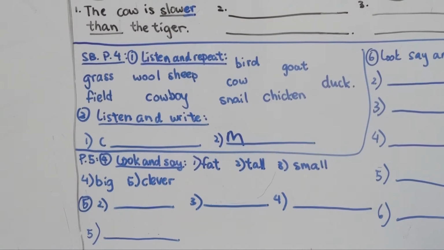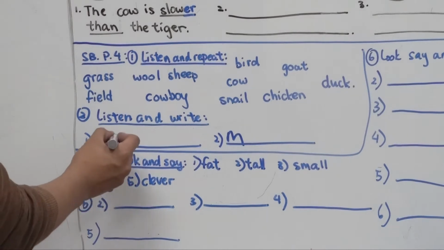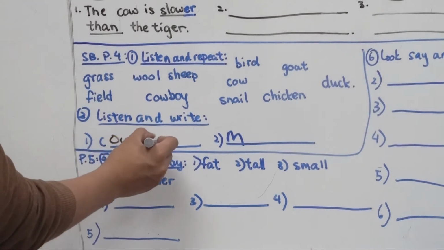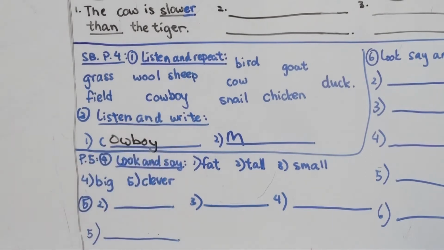Eddie wants to be a... Right, a cowboy, right? C already have here. C-O-W-B-O-Y. It's one word, okay? Cowboy is one word, alright? Alright, let's continue on forward.